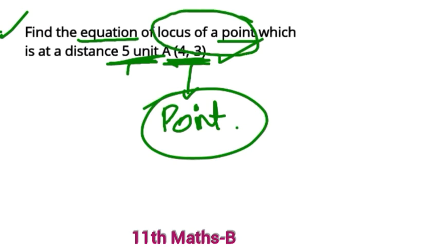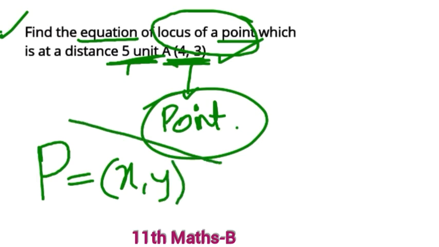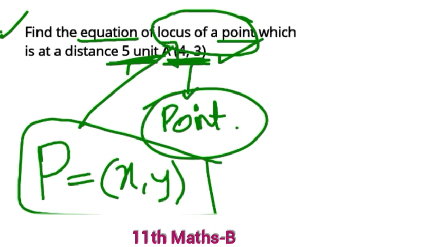We don't know what the locus of a point is, but we can assume it to get the final equation. We can assume it as capital P, which is equal to small x and small y. So we are assuming this. It's not the real one. We are just assuming it to find the equation of the locus. So it's a point.